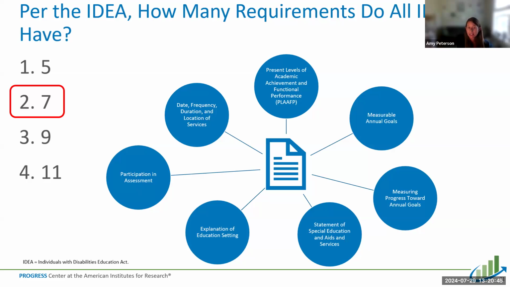But as Stephen talked about on that slide with the bicycle, we need to make sure that we have these critical 7 components in all IEPs, regardless of students' grade level experience and so on. And so we need to ensure we have that present levels of academic achievement and functional performance statement, or the PLAF statement, the measurable annual goals, the measuring progress toward the annual goals or monitoring plan, lots of different language for some of these, the statement of special education aids and services, the explanation for education setting, the participation in the assessment, and the date, frequency, duration, and location of services. So let's dig in and look at those a little bit more.